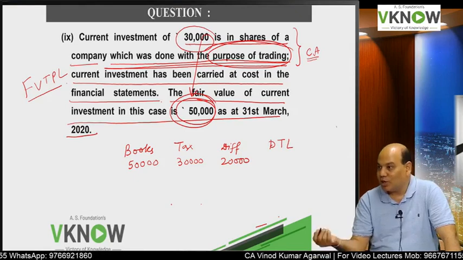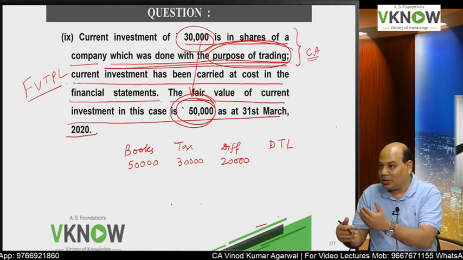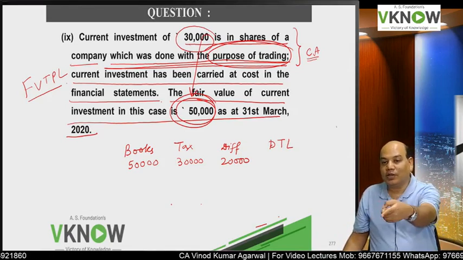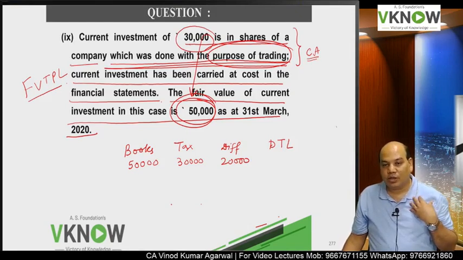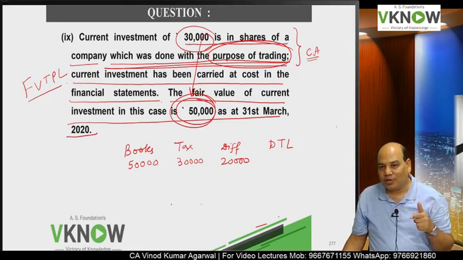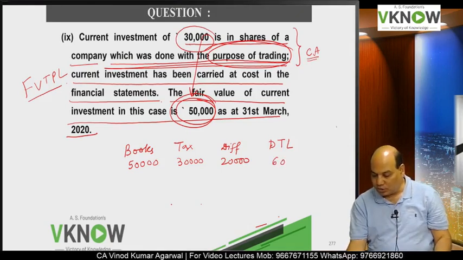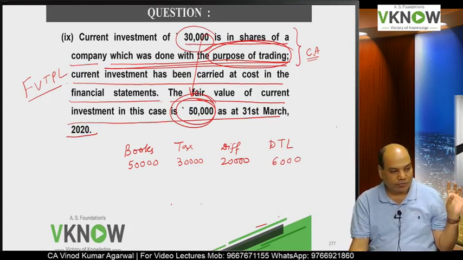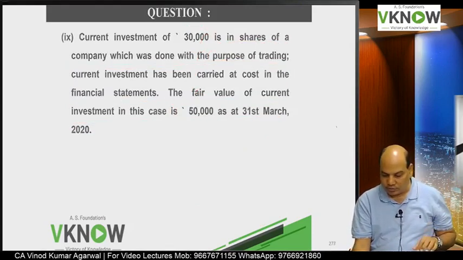Next year, suppose you sell it for 50,000, then 50 minus 30, that is 20,000, will become your taxable profit in the next year and you have to pay tax. Today you enjoy, but next year when you sell for 50, you will pay tax. So this will give rise to deferred tax liability of 6,000, which they have not adjusted. So we will have to adjust it.